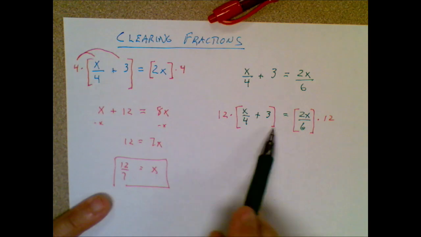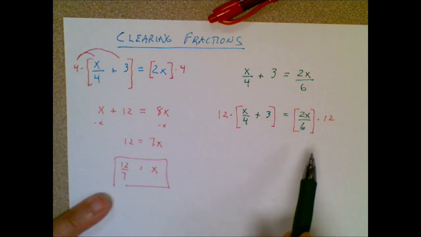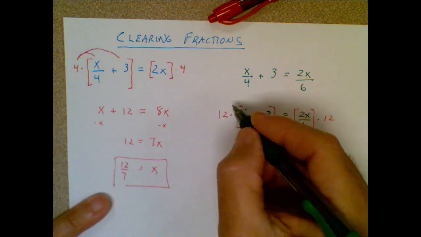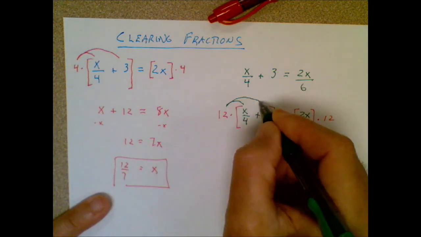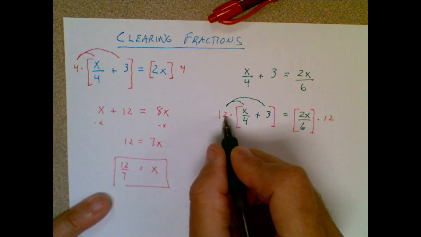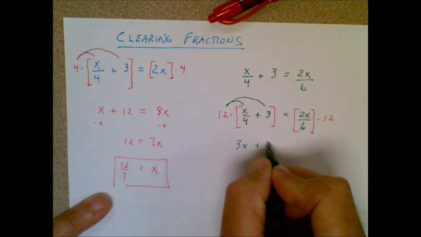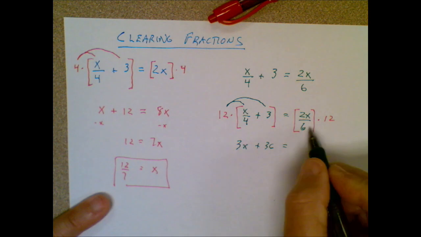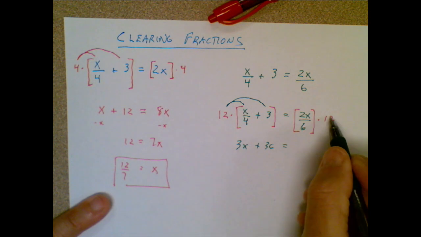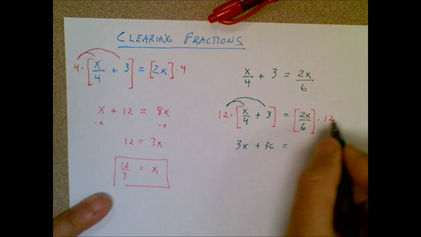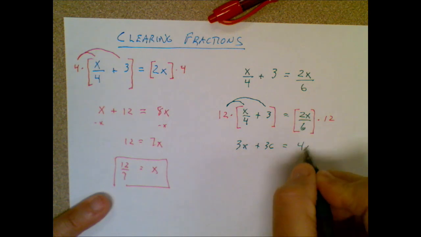So now you see that I'm multiplying the entire left side by 12 and the entire right side. Remember that I have to do distribution to both terms, and what I get when I multiply the 12 by the x over 4 is a 3x, and the 12 and the 6 reduce to be a 2, so these two reduce to be a 2. 2 times 2x is 4x.